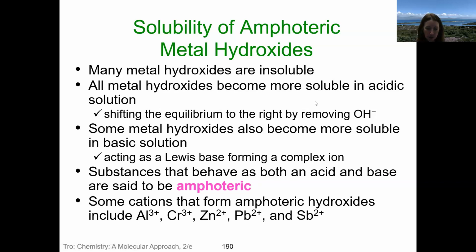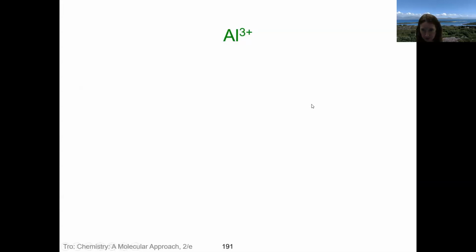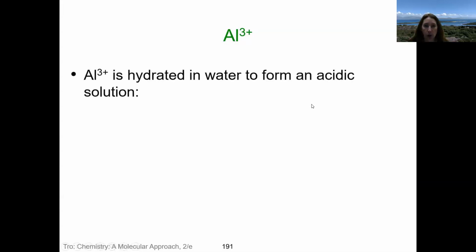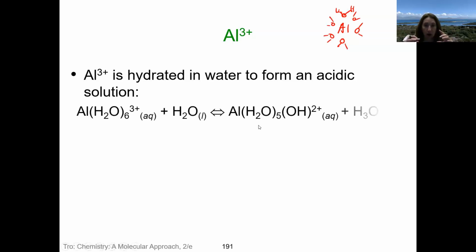So let's look at aluminum because we actually do this one in lab. When we put aluminum in water, it's hydrated. So you've got aluminum and then you've got these waters, H2O, right? So it's got all these waters just surrounding it. And that's what it actually looks like when it's in water. All the partial negatives are attracted to this aluminum here.